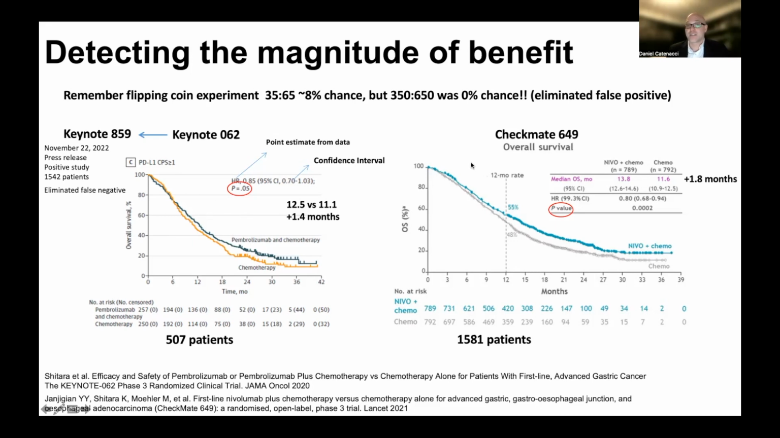So understanding these principles helps us understand why a study like Keynote 62 is considered negative, while Checkmate 649 is considered positive. Both studies were otherwise very similar in terms of biomarker assessment. Both were enrolling only PDL1, CPS1 or higher. Both had a checkpoint inhibitor with or without chemo. And so it didn't make sense that one was negative, one was positive. But as you see, it really came down to the size of the study, finding smaller differences.